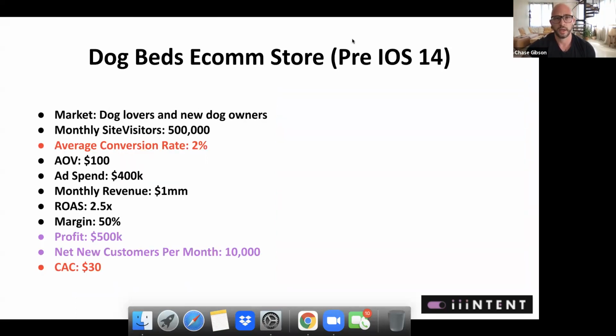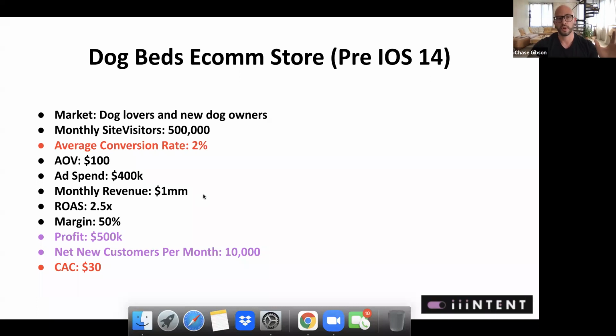So just going into this a little bit deeper, I'm going to give you an idea of what most businesses I'm seeing look like. We work with e-com brands that do clothing, different types of toys, all kinds of crazy stuff. And on average, most sites convert around 2% of people coming to the site. I'm going to give you an image of what most businesses look like before iOS 14 and then after iOS 14, and then how you can change your business using intent data.